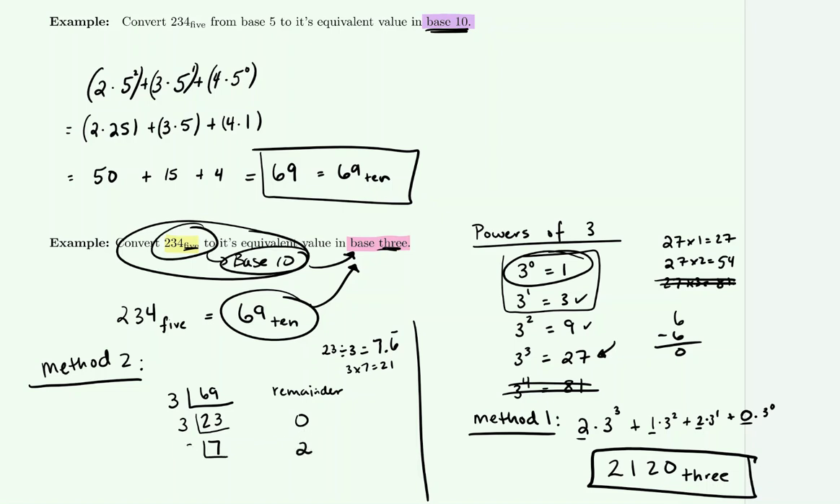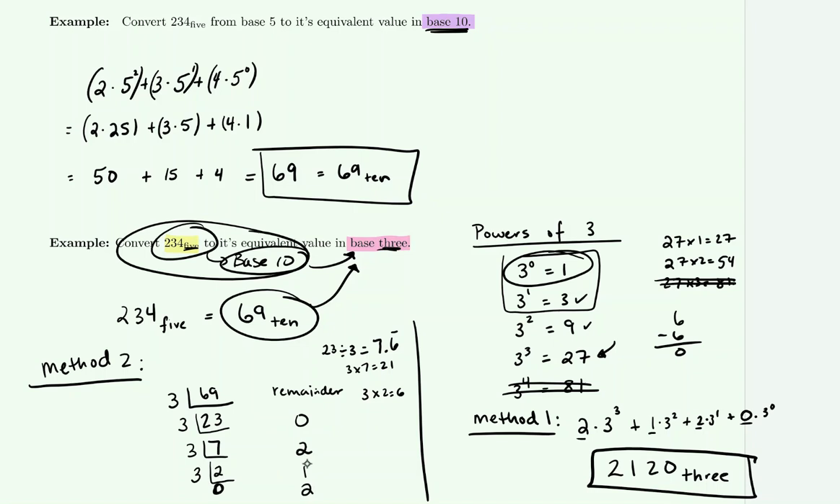Now we see how 3 divides into 7. 3 divides into 7 2 times equally. 3 times 2 would give us 6. We've got a remainder of 1. So then 3 divides into 2 0 times, but the remainder would be 2.